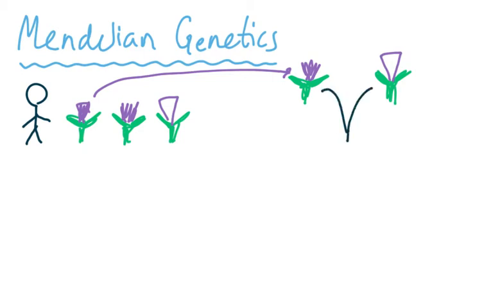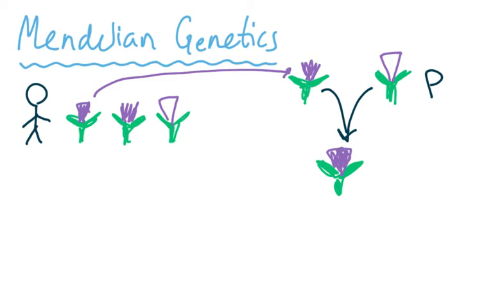And he called this generation P for parent. And when he crossed these two plants, he saw that he only got one type of plant in the offspring, and this was purple. And Mendel thought that was strange, because where did the white plant attribute go? So he decided to look into this further.